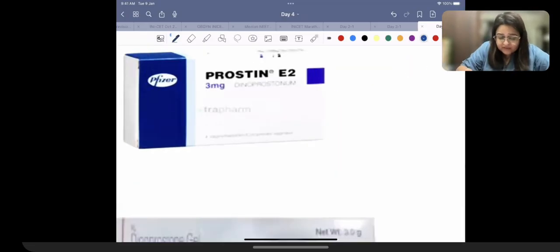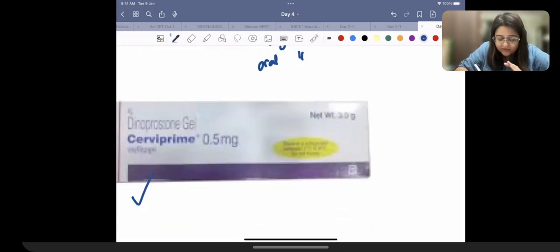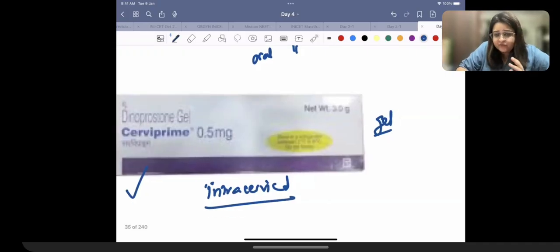So it is available as either a vaginal tablet. It is also available as an oral tablet, but the more common route of administration is as a gel, for intracervical installation of the gel. So yeah, you've all heard of Serviprime. I'm sure in internship you would have seen this drug. So it's used for intracervical administration. It's available like a syringe.